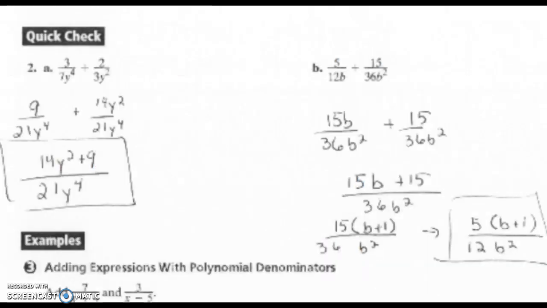So here you can see the answers to the two quick checks. We're left with 14y squared plus 9 over 21y to the fourth. And in B, we are left with 5 times the quantity b plus 1 over 12b squared. Watch that there, because since we can take a factor out of 15, we can reduce that final answer by 3. Remember, only factor factors.